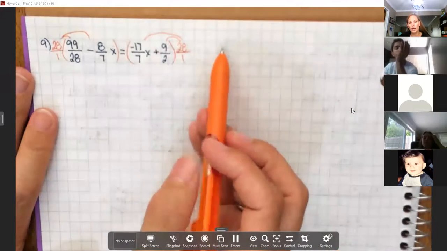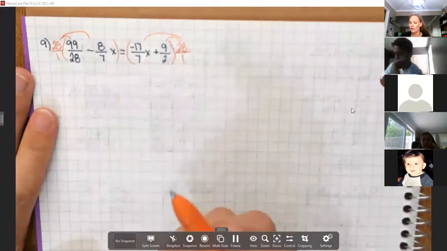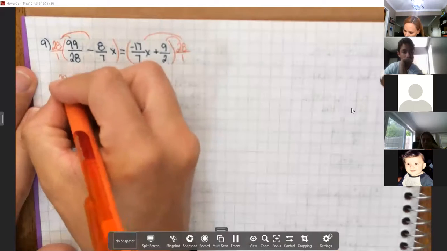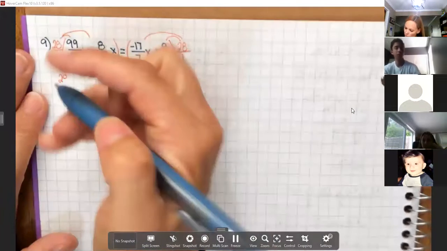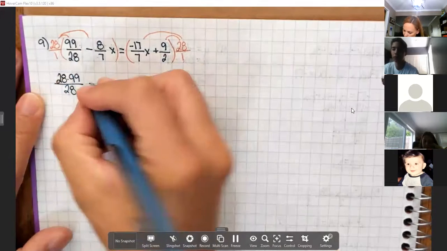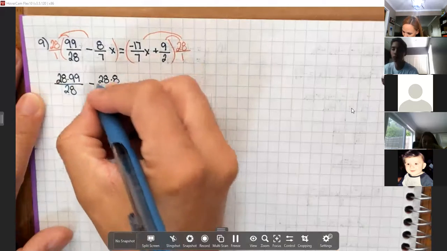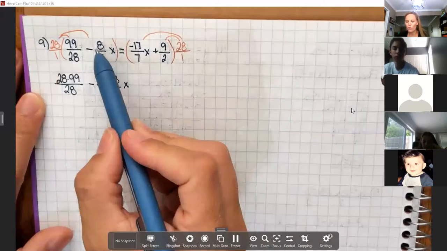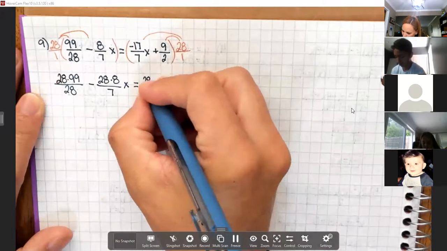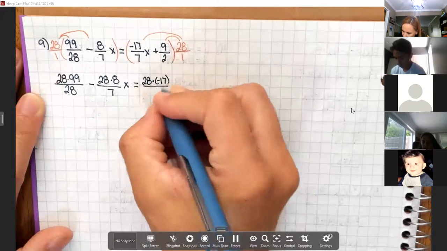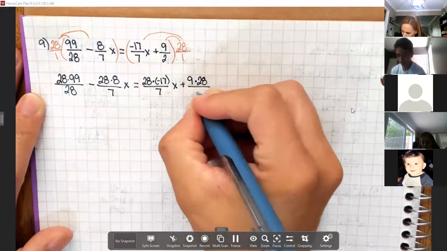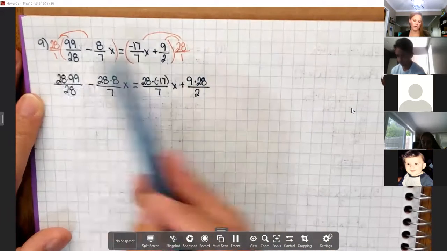So by putting the 28, again, we picked 28 because 2, 7, and 28 all go into 28. By distributing, remember to multiply fractions, you just multiply straight across. So this becomes 28 times 99 over 28, minus 28 times 8 over 7 with an x. So again, I'm just putting 28 in front of each of these. Equals 28 times negative 17 over 7 with an x plus 9 times 28 over 2. The denominators stay whatever they were because our denominator was 1.